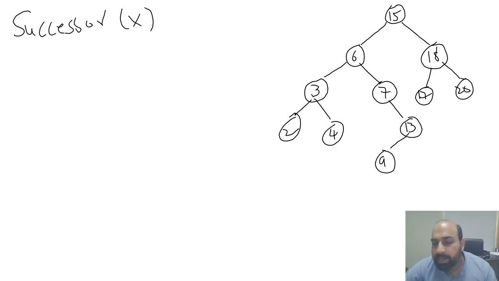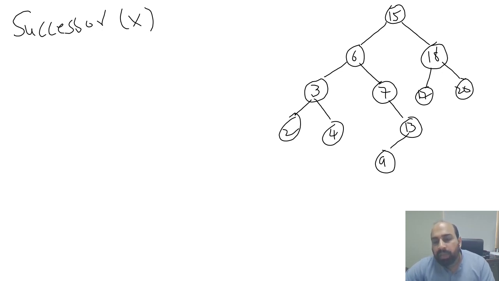For example, in case of 2, what's the successor of 2? 2 doesn't have any right subtree and it is the left child of its parent, so its parent is the successor. For example, 3 is the successor of 2. For example, 9. The right subtree of 9 is not present, and 9 is the left child of its parent. So the parent of 9 is its successor. 13 is its successor. Similarly, 18 is the successor of 17. You can find it out.